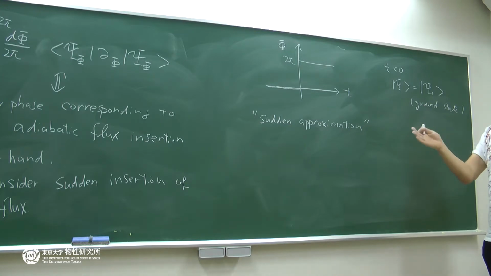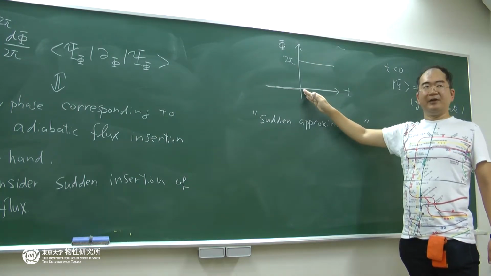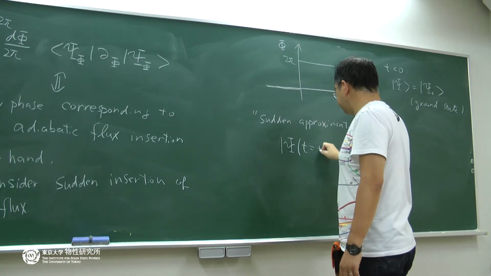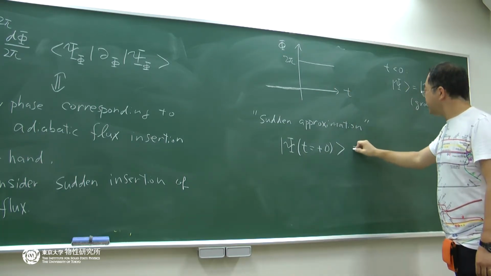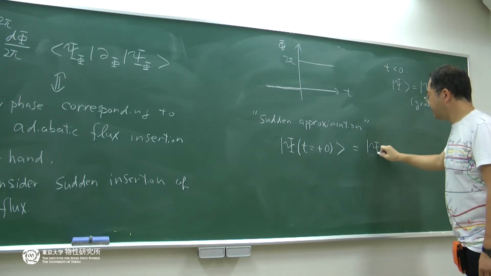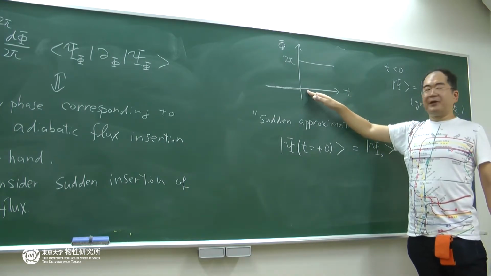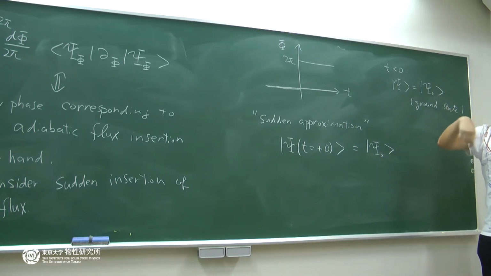That is, the wave function cannot follow the change of the Hamiltonian. So just after switching to a different Hamiltonian, the wave function remains the same, which means that the wave function just after switching on this vector potential must still be given by the ground state. And I said approximation, but this should be exact here. So the wave function doesn't change. But on the other hand, if you switch on the vector potential or flux, you should have an induced electric field, which is delta function like. So physically, this electric field should accelerate particles.